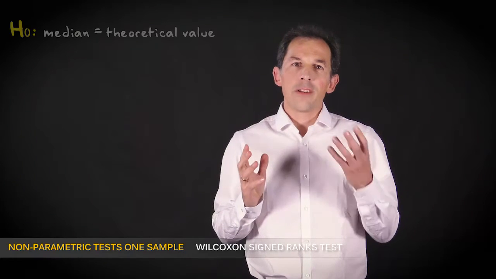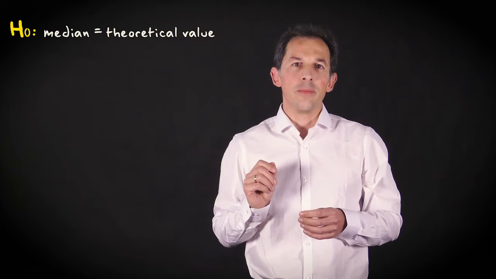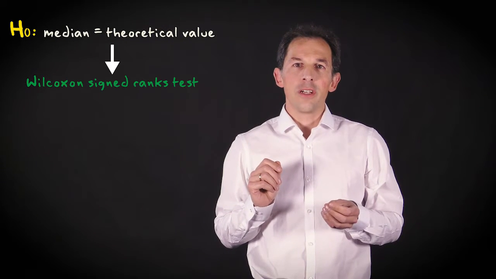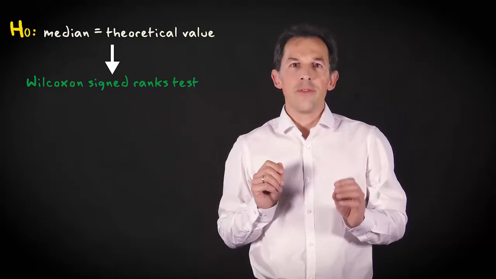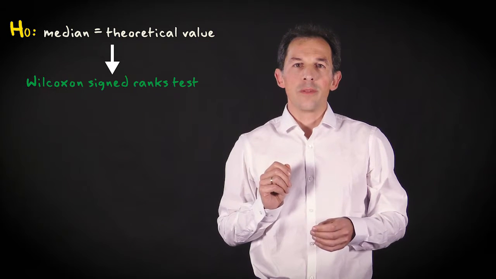If you'd like to compare a sample average to a theoretical value, but you can't use a parametric test because its assumptions are violated, you can often use the Wilcoxon signed rank test. It's more powerful than the sign test, but still makes very few assumptions about the data. In this video, I'll explain how it works.